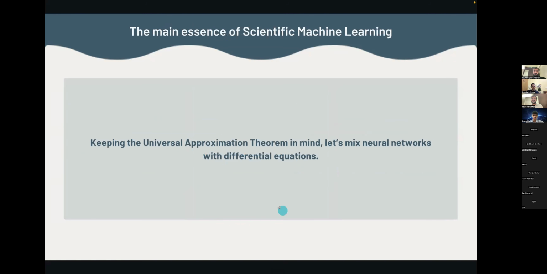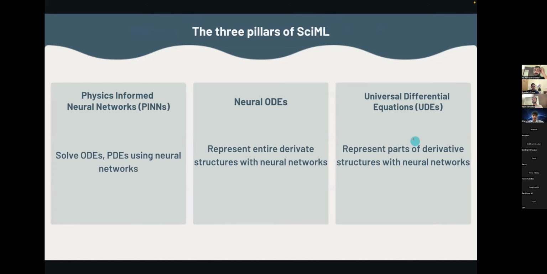Now keeping this theorem in mind, we can mix neural networks with differential equations, and that becomes the total differential equation, which is often called the universal differential equation, or UDE. You might have heard this term for the first time: universal differential equations, or UDEs. It is different from ordinary differential equations. Why? Because ODEs do not have neural networks. So it's a combination of ODEs or PDEs plus neural networks. That's why the combined term is called universal differential equations.